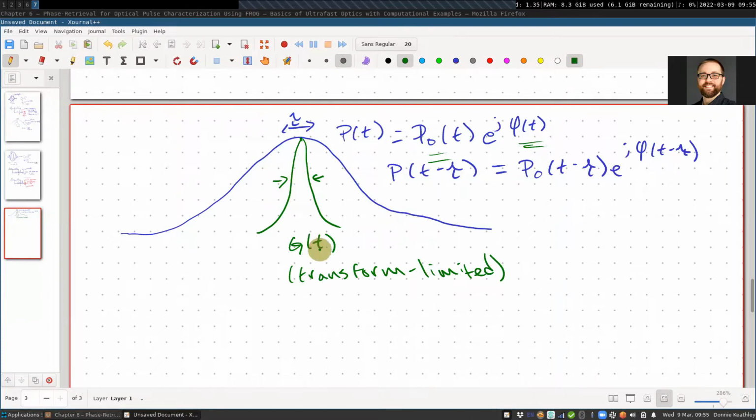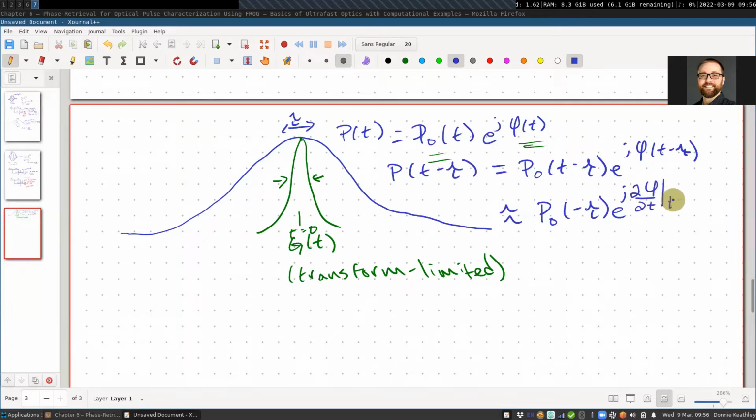So based on the assumption that G of t is short and transform limited, we can approximate this P of t function as P naught of minus tau, right? Because G of t sits at t equals 0. I should emphasize that. So this is t equals 0, right there at the center. So that means we can stick t equals 0 in here and just have the envelope be a fixed constant because it's changing quite slowly. And then we'll let phi of t be a first order Taylor expansion. So what does that mean? So that means it's going to be d phi dt, right?